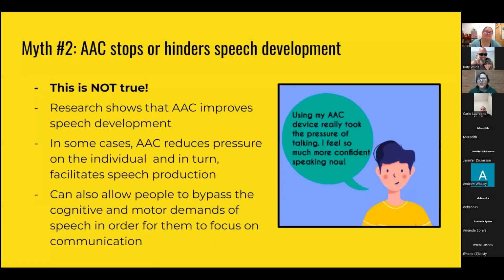All right. Now, this is another one we have definitely heard before. AAC stops or hinders speech development. I am very happy to say that the research shows this is not true. Actually, all the research is truly saying that AAC improves speech development. And it also reduces that pressure.